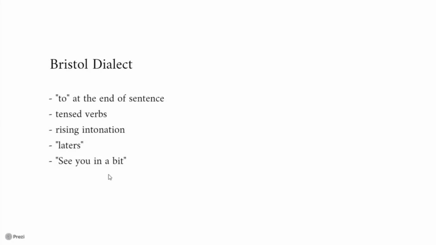The structure of the sentences can also vary. Instead of differentiating tensed verbs like was and were, Bristol citizens use one form for every personal pronoun. So they would say, we was in this place yesterday. What is also common is raising the intonation in the sentences, so they sound like questions, even if they are affirmative sentences.